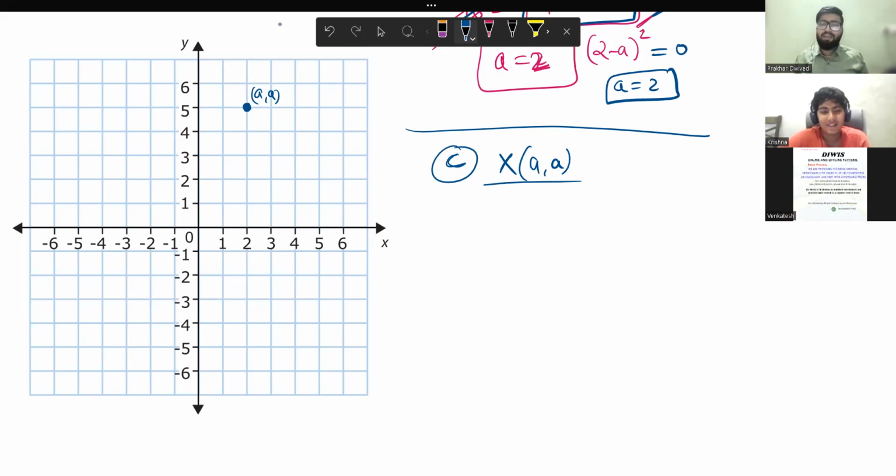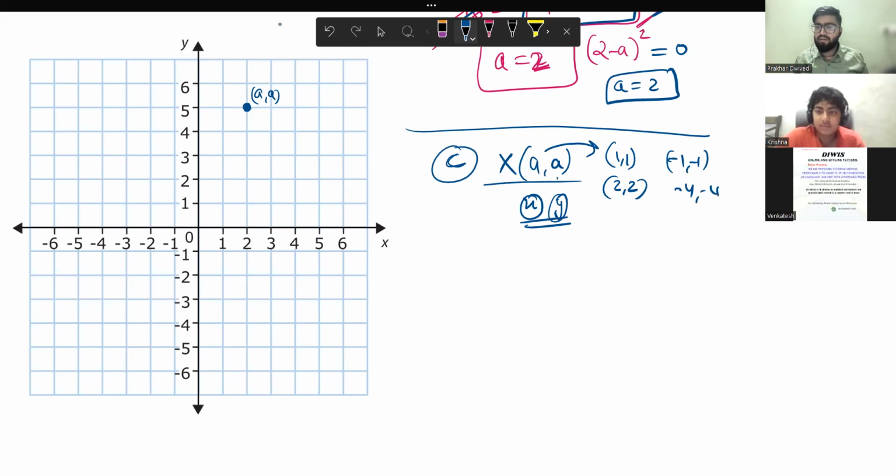See, a comma a point shows us that the x and y should be same. So what are the possible points? The possible points are 1 comma 1, 2 comma 2, minus 1 comma minus 1, minus 4 comma minus 4. Now if I want to plot this, we will get 1 comma 1 here, 2 comma 2 here, 3 comma 3 here, 4 comma 4 here, minus 1 comma minus 1, minus 2, minus 3. So all these points, and if we join these points, we will get a line.